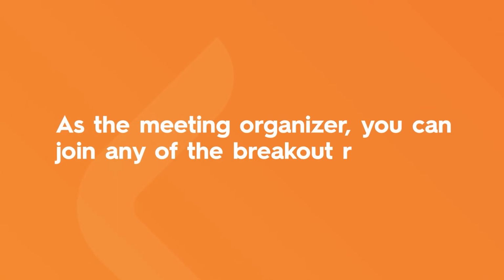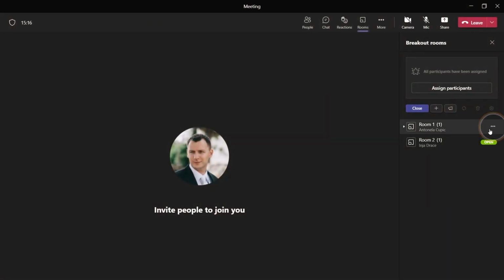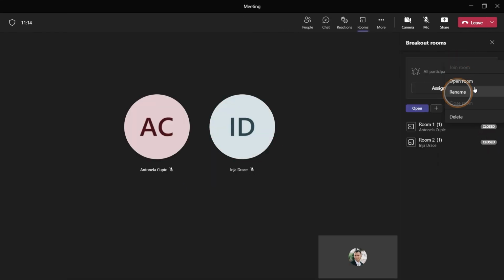As the meeting organizer, you can join any of the breakout rooms. Find the room you wish to join, click the three dots, and then click Join Room. Here, you can also open, rename, close, or even delete a room.